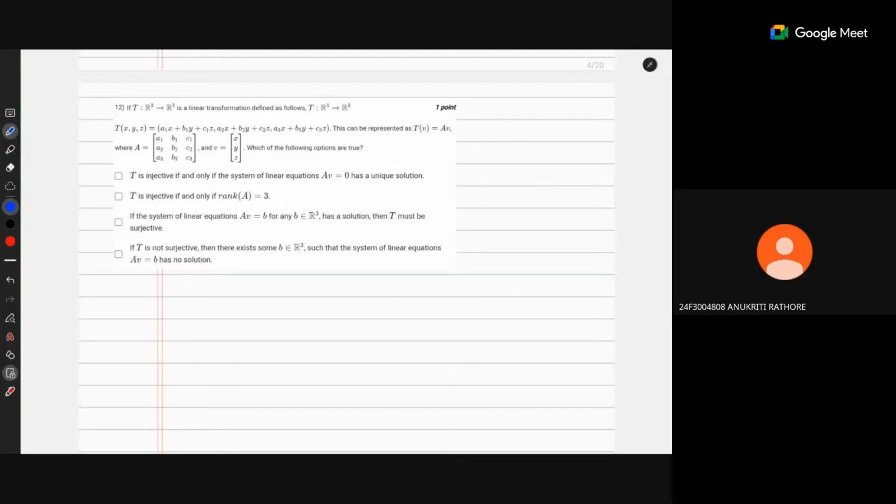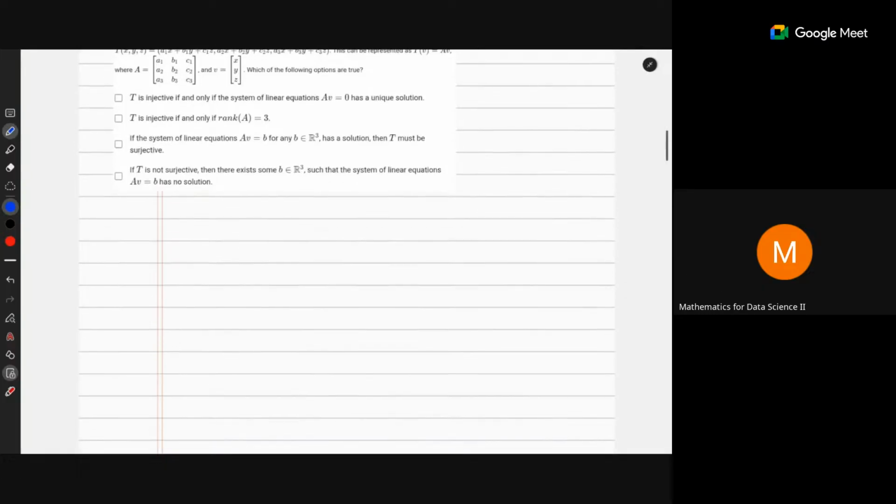I will talk about this part. I'm going to discuss how to associate a matrix to a linear transformation. Once you can associate a matrix to the linear transformation, the kernel of the linear transformation will be equal to the null space of that matrix.